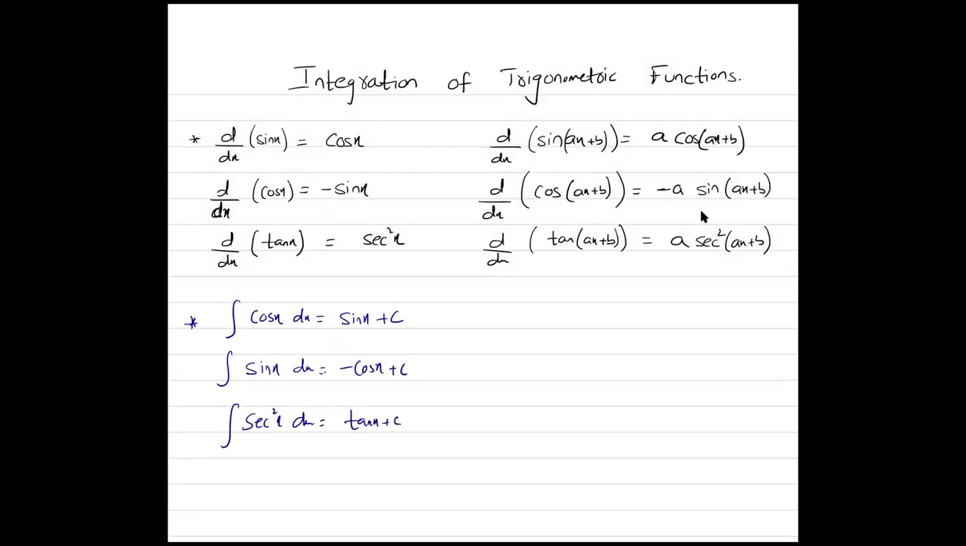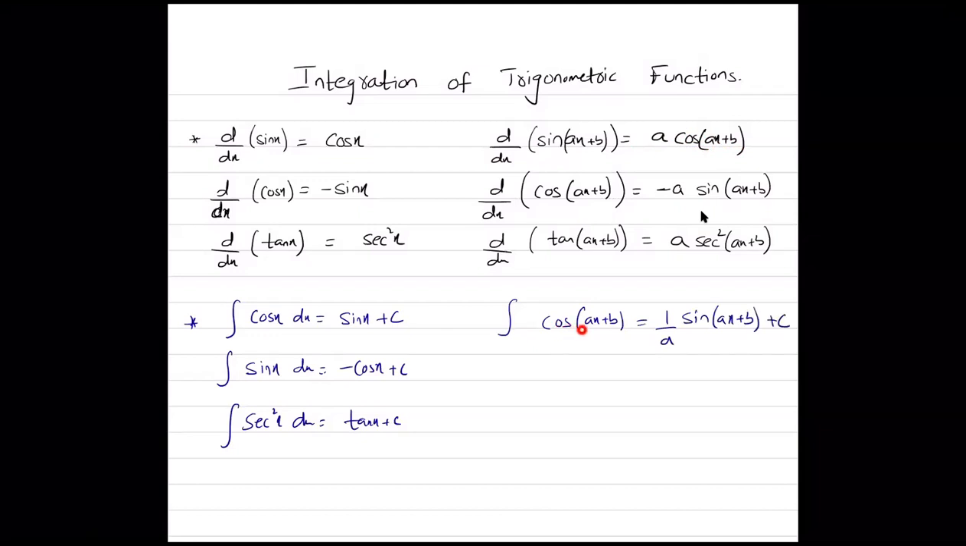Yes, sir. Now, if I want to integrate cos ax plus b, then I know differentiation of sine ax plus b was a cos ax plus b. So if I just want to integrate this part, I'll have to take a on the other side. So the integration of cos ax plus b is just going to be 1 upon a sine ax plus b plus c.